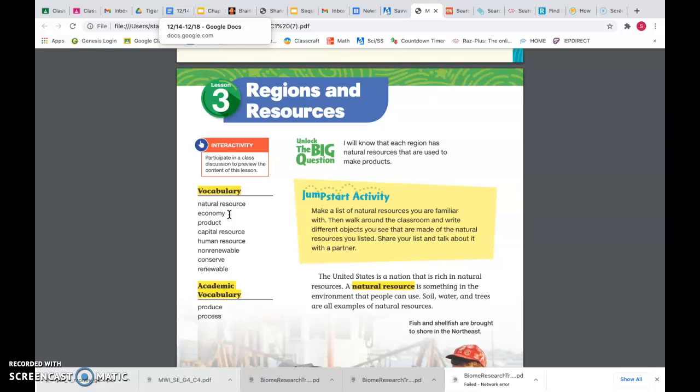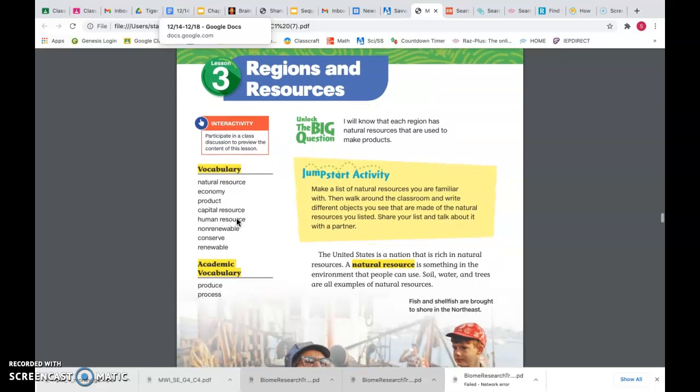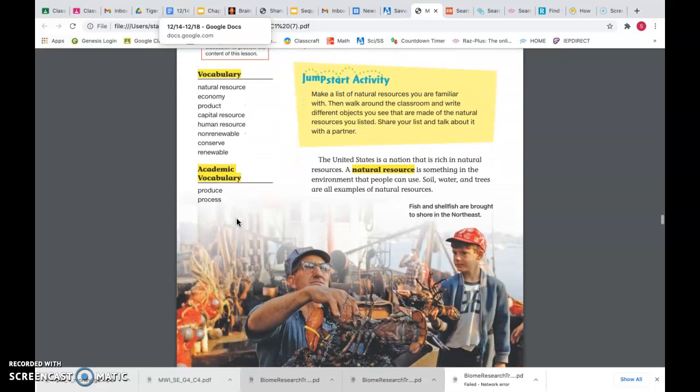Try to think of some natural resources that you're familiar with. Natural resources, just based on that definition of natural resources. And think about what they are.